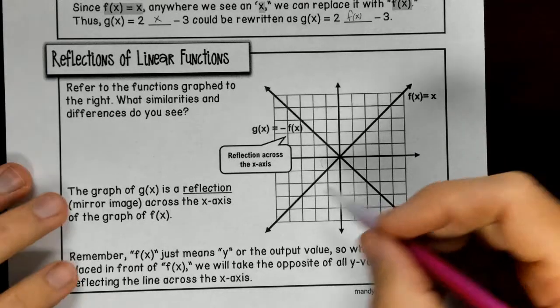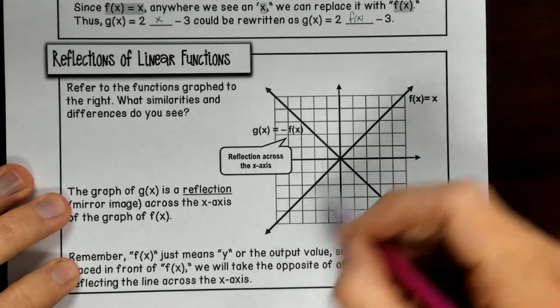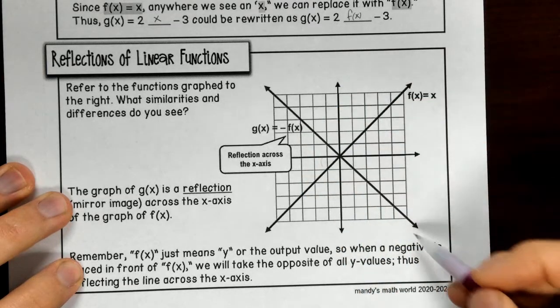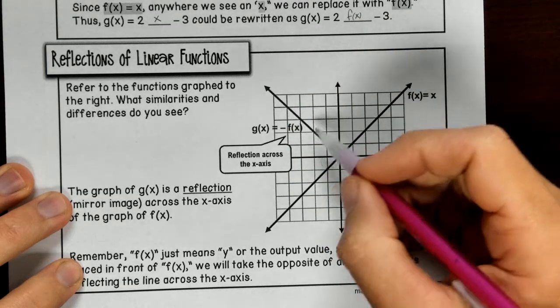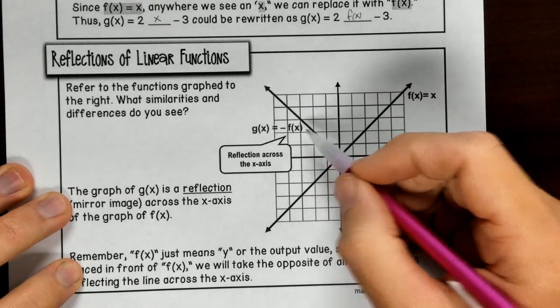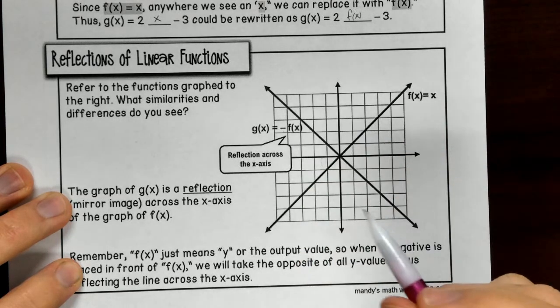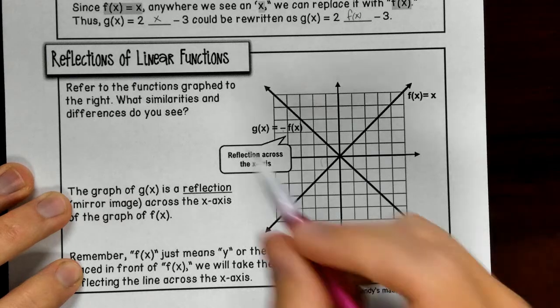So looking at my graph here, guys, this is f of x equals x. This is my parent function. This is g of x, excuse me, is negative x, or negative f of x. So all I did was make my function negative.